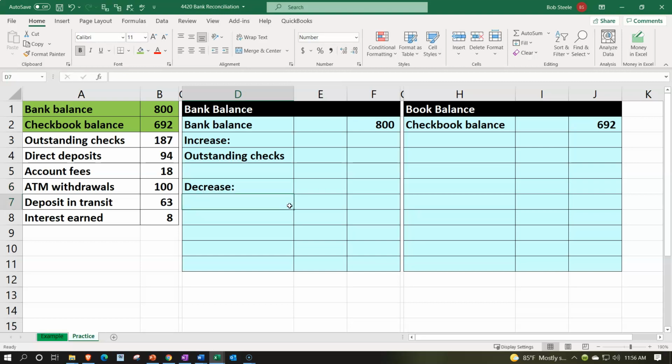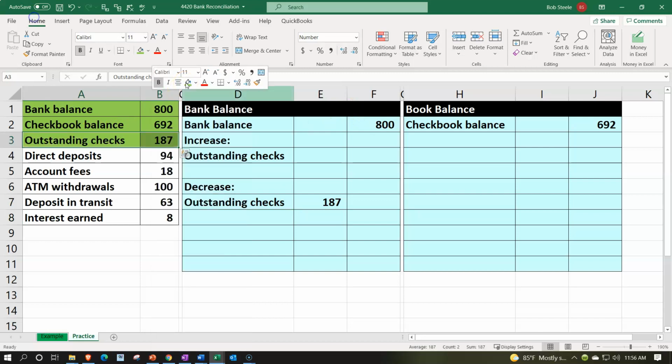And the reason it's a decrease is because this is $800 on the bank balance. They don't know about the checks that left our checking account. So we're going to have to, and the checks are going to be a decrease to our balance. Therefore, our balance is overstated. We're going to have to make it go down with the outstanding checks. So we're going to say that's going to be the 187. And let's go ahead and make that green. We'll greenify it.